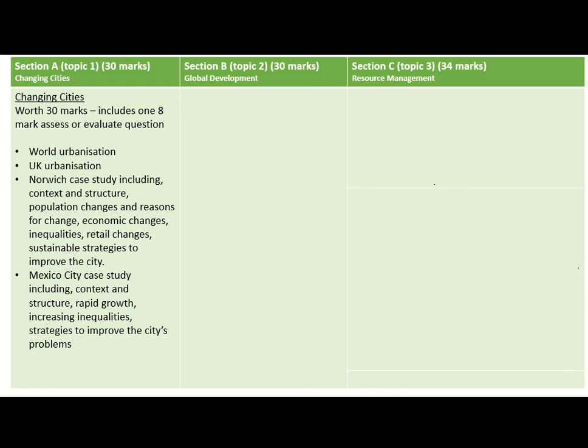So one of the case studies you looked at is Norwich, and you need to know basically everything there is to know about Norwich, its context, its structure, how it's changed in terms of population over time, why those changes have occurred, how economically Norwich has changed. What Norwich used to be famous for, for example textiles, and what is it more famous for now? How Norwich has massive inequalities, why in some parts of Norwich, your life expectancy can be up to 10 years lower than other parts of Norwich, for example.